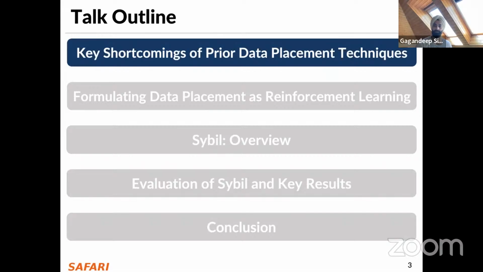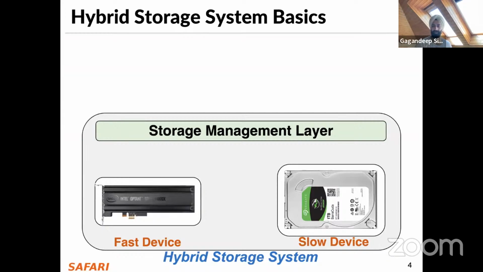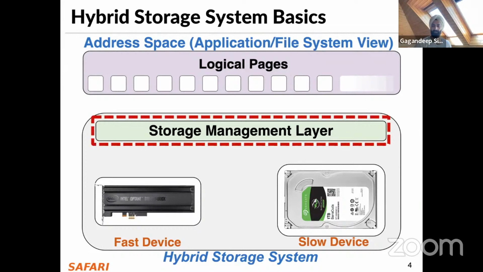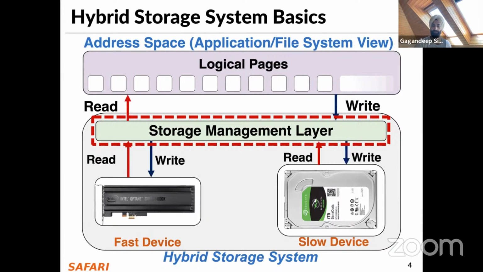First, I will discuss the key shortcomings of prior data placement techniques. Let's look at some basics of hybrid storage systems. Over here, we have a typical hybrid storage system consisting of a fast yet small storage device and a slow yet large storage device. And the address space is divided into a number of logical pages, for example, 4 kilobytes, which are assigned to an application. There is a storage management layer in the OS, which orchestrates the host input-output requests across heterogeneous devices. The storage management layer is also responsible for data migration between the storage devices.